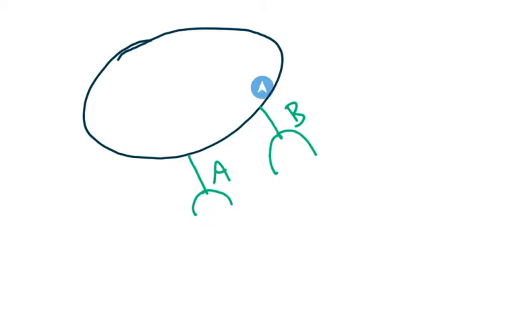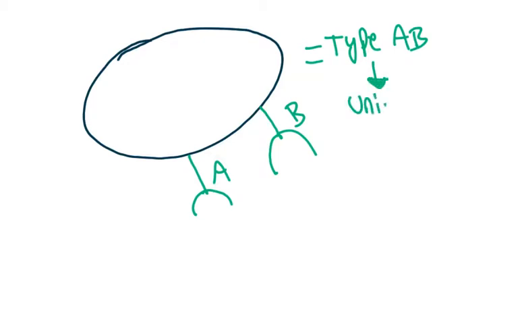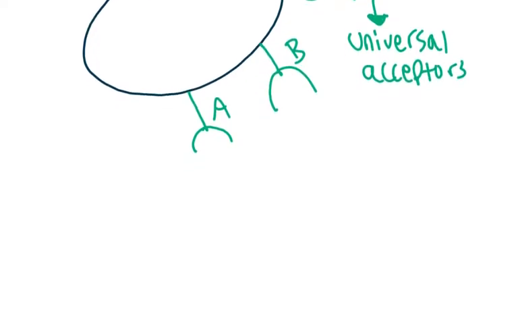Someone with type AB blood, which is what I meant, and type O blood. So type AB blood people, right? A person with type AB blood is a universal acceptor. Universal acceptors of blood. And why is that again?